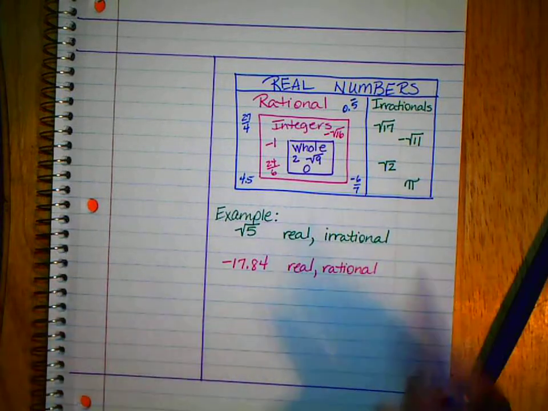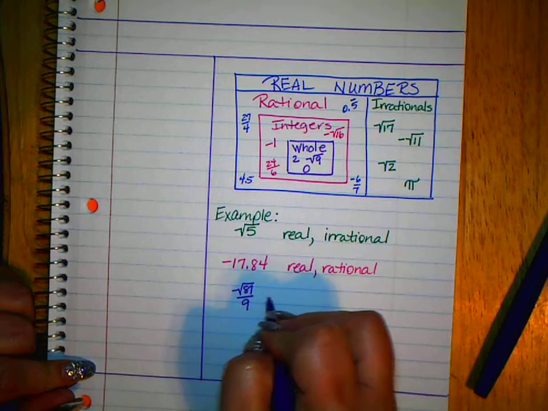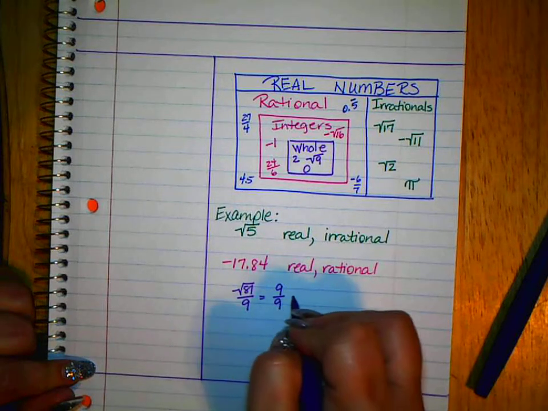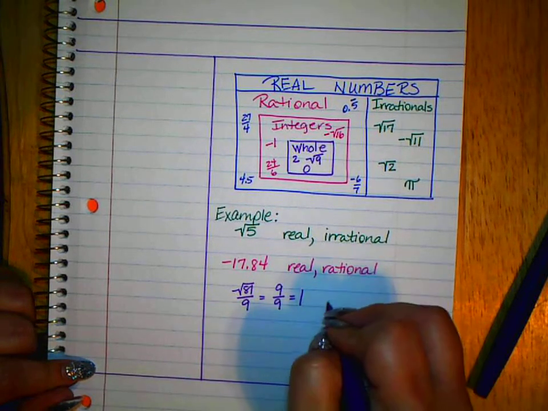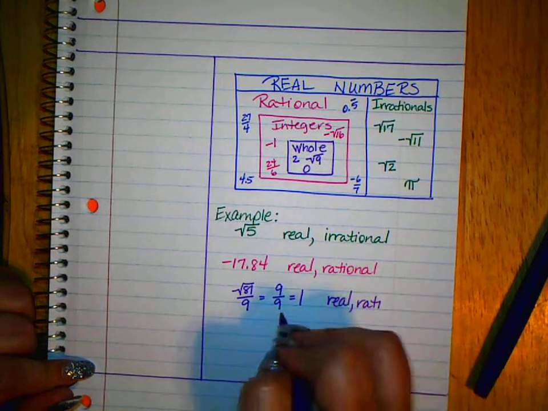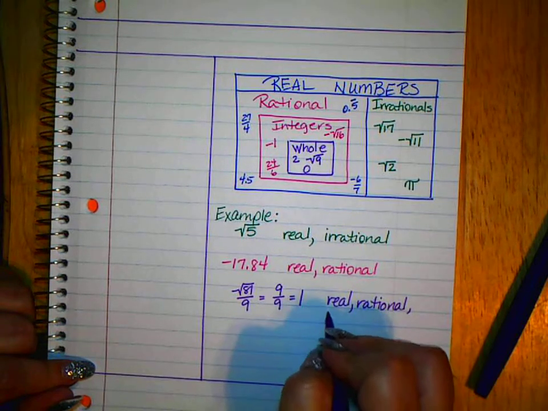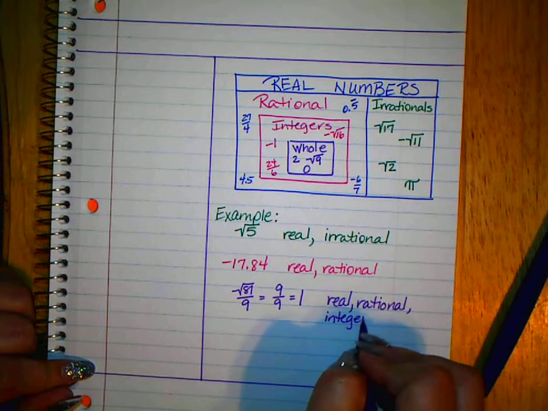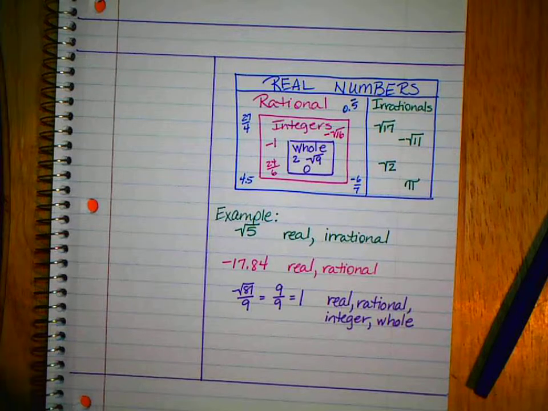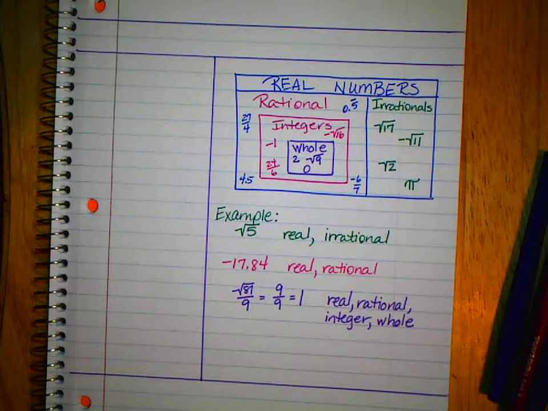We could also do the square root of 81 over 9. Square root of 81 happens to be 9 over 9, which means we have 1. Well, of course, this is a real number. It is a rational number. It can be written as a fraction. It is an integer because it is also a whole number. And that's how you classify numbers according to what set they fall into.